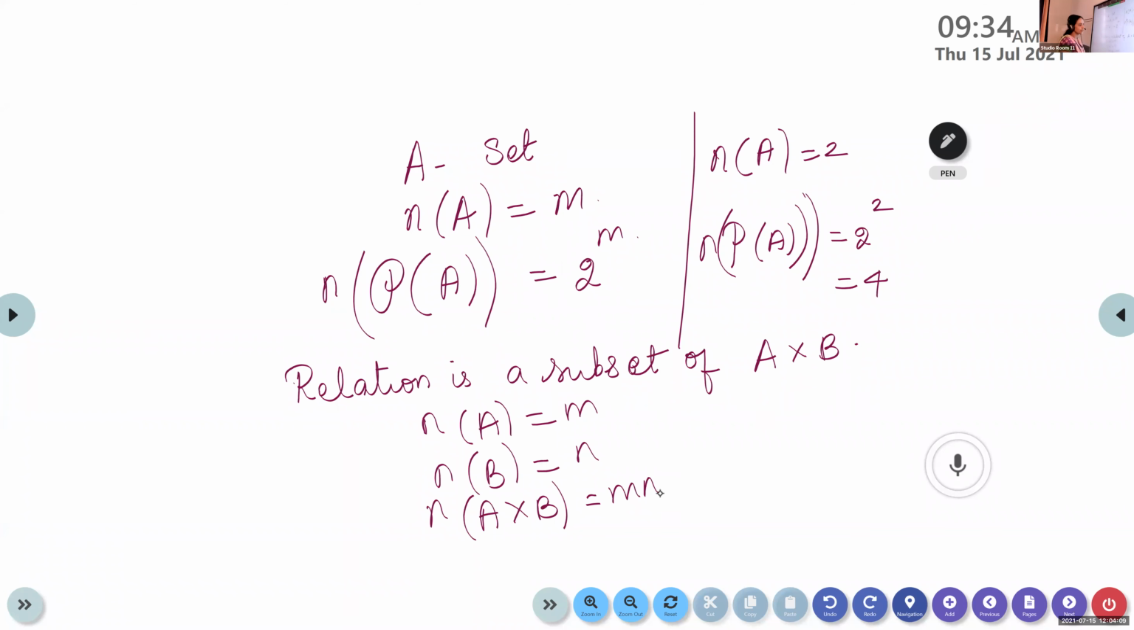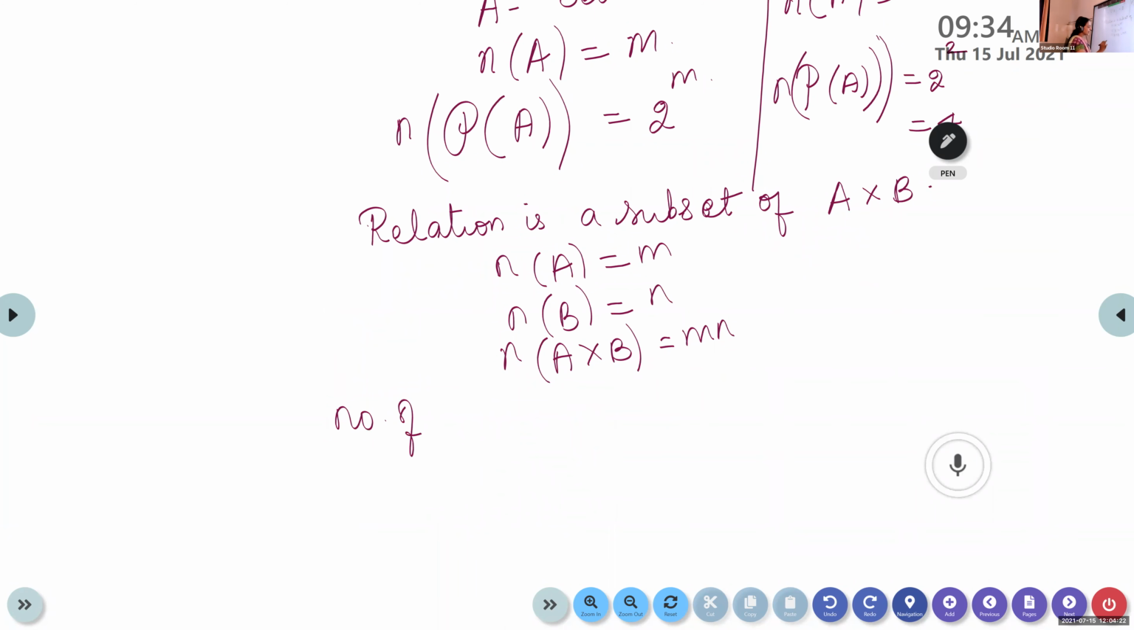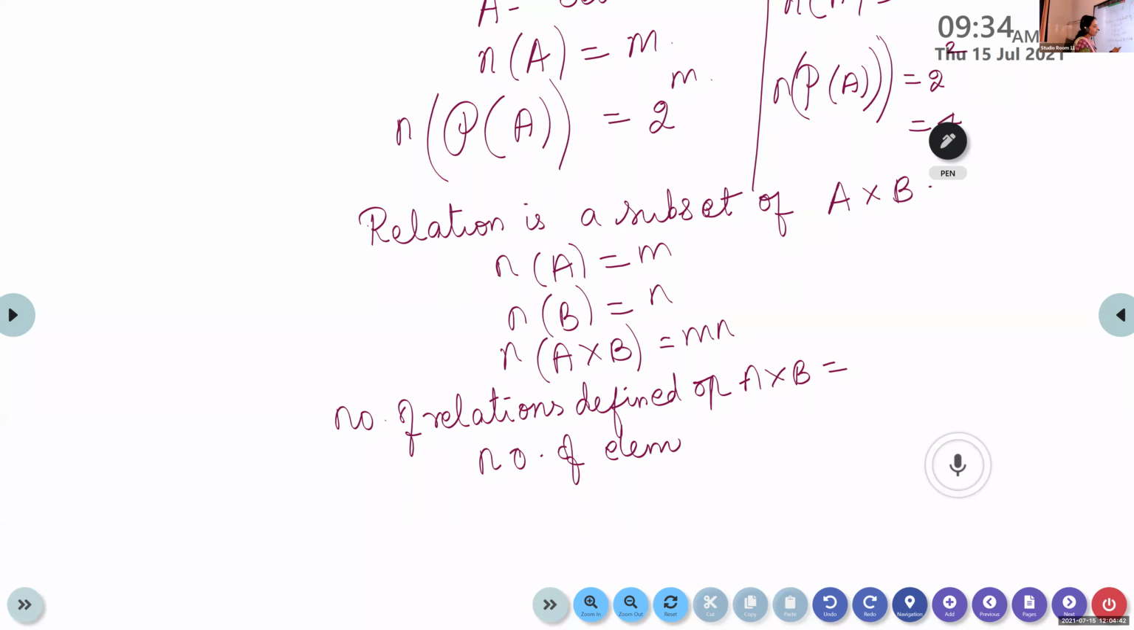So what about the number of relations? Relation is a subset. So we want to find the number of relations. Number of relations will be the same as the number of subsets of A cross B. Number of relations defined on A cross B will be the same as the number of elements in the power set of A cross B.